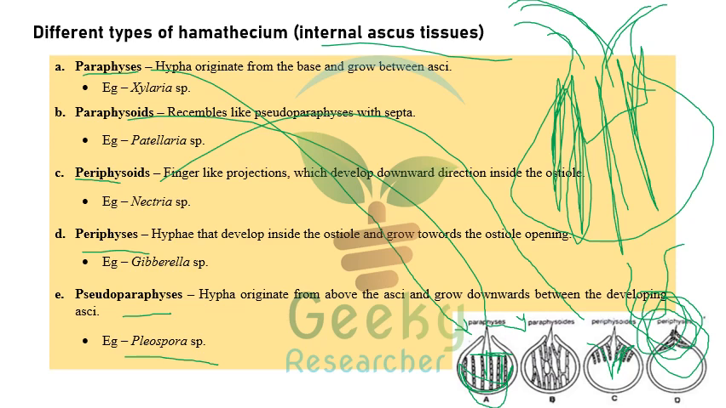These are all the different kinds of hamathecium. Hamathecium means internal ascus tissues only. We can expect questions giving the definitions, like finger-like projections which develop in a downward direction is an example of which type of hamathecium: periphysoids, paraphyses, something like that. There might be a chance of asking.